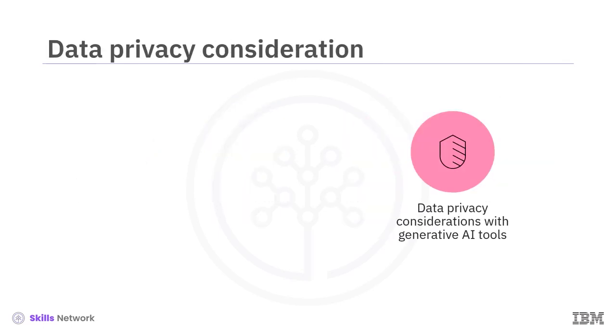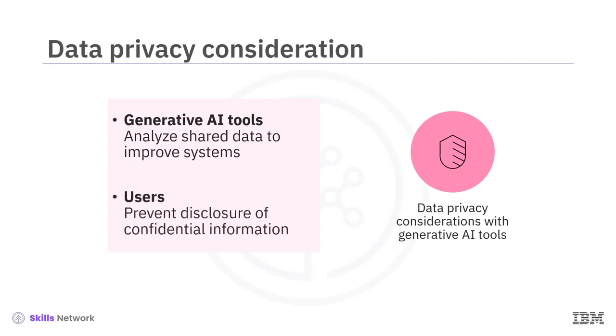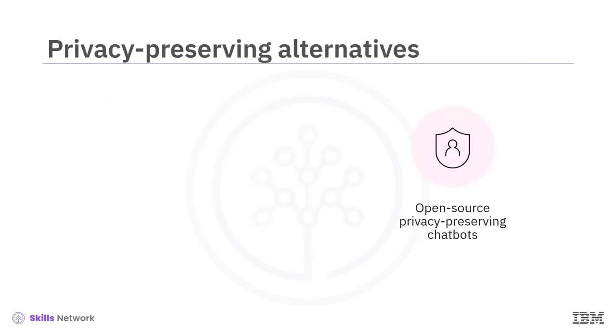It is important to note that many of the open-source generative AI tools collect and review the data shared with them to improve their systems. This is an important consideration for interacting with these tools to avoid sharing any confidential or sensitive information. So, do we have open-source privacy-preserving alternatives?